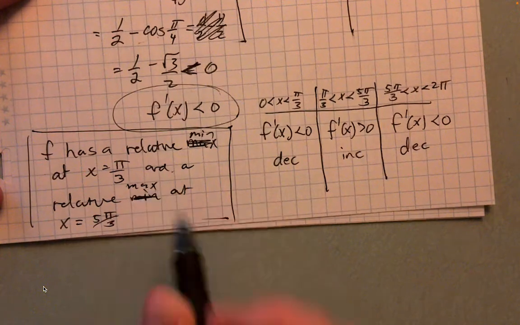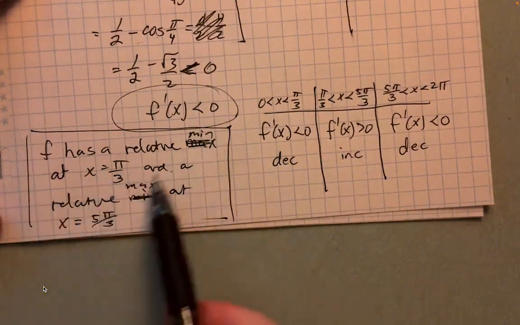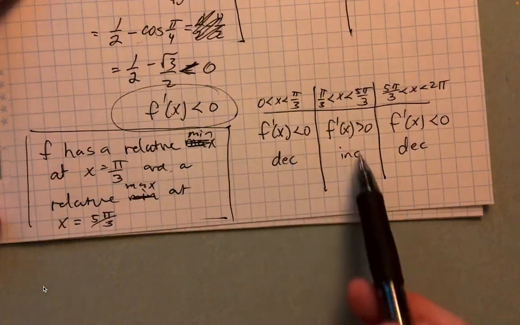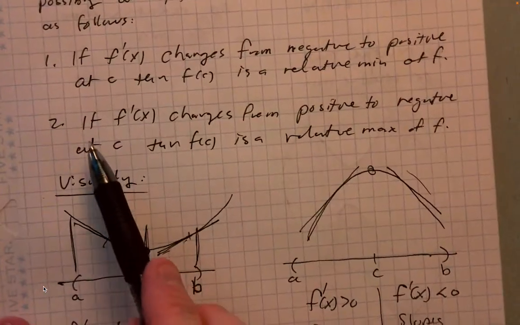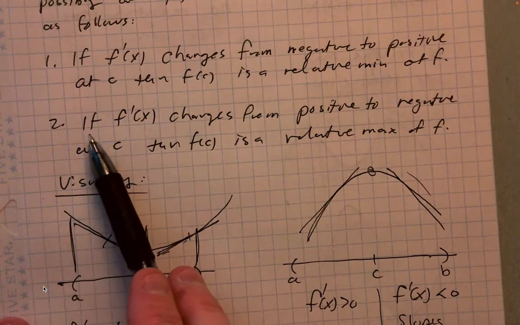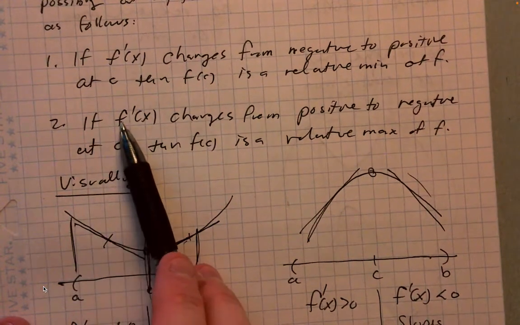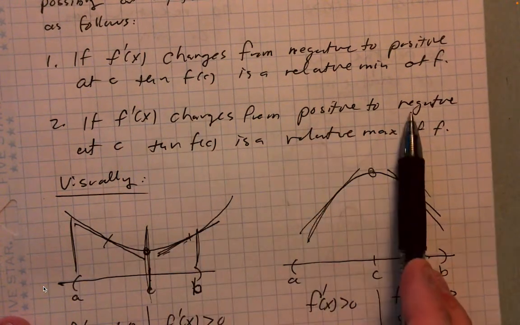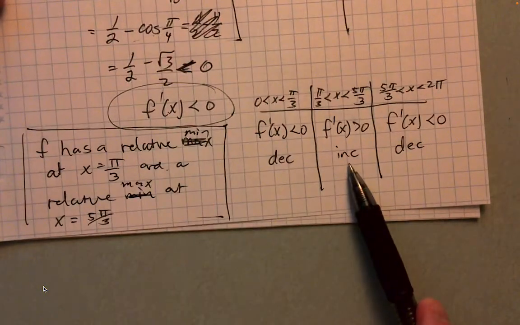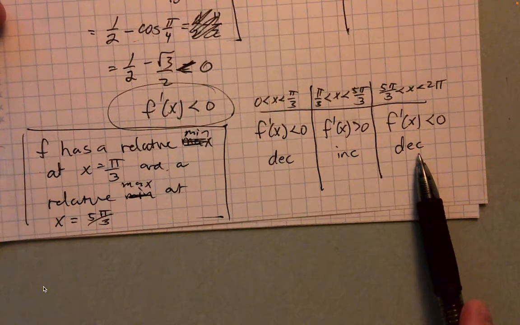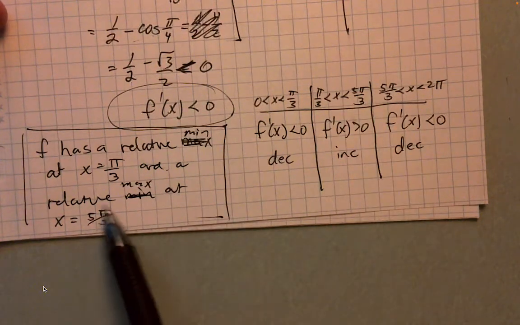There we go. So f has a relative minimum at x equals pi over 3 because it goes from negative to positive. And then the second piece of the first derivative test says that if the derivative changes from positive to negative, then you get a relative max. So here it was positive and it became negative, and so you're going to have a relative max at 5 pi over 3.